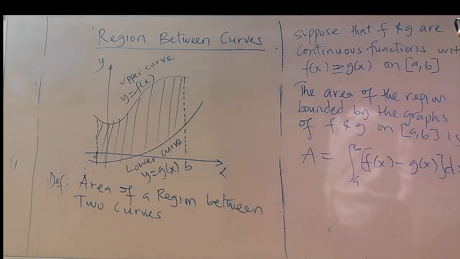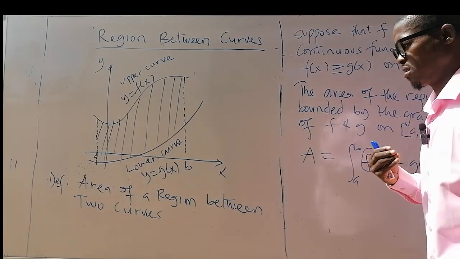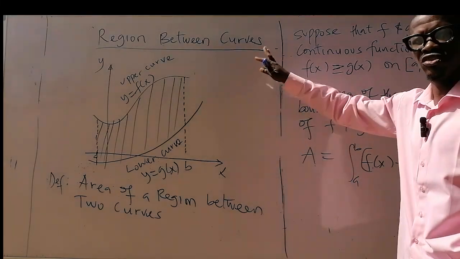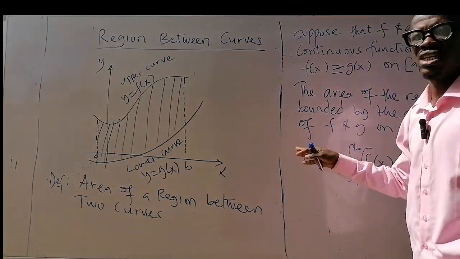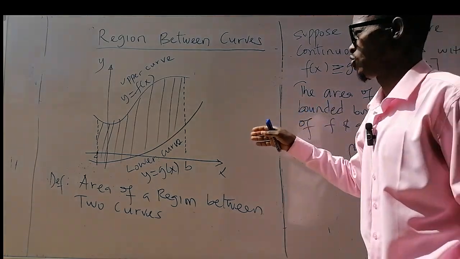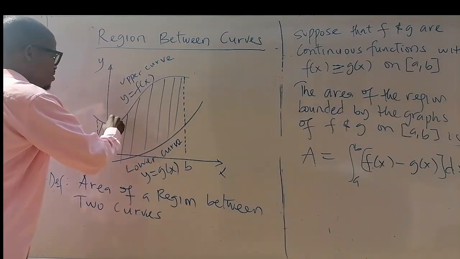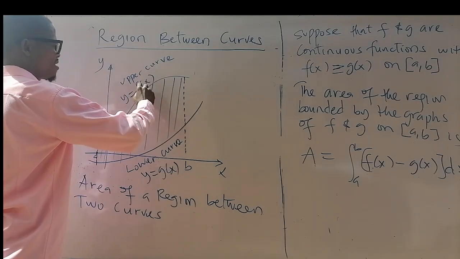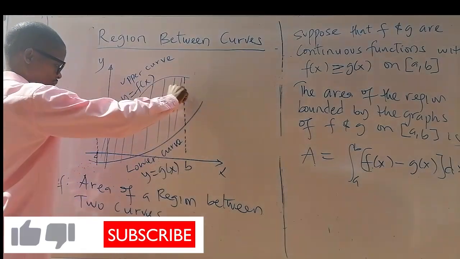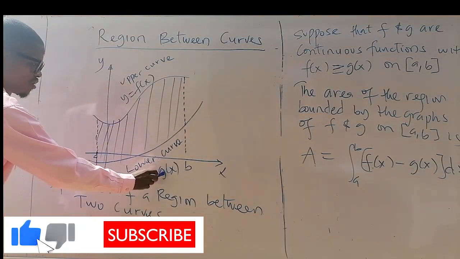We're looking at how to find the area of a region between two curves. That's the region between curves. This is under integration, and if you look at the curve, we have two graphs. We have the first one, which is y equals f of x. That's the upper curve, and we have the lower curve, y equals g of x.